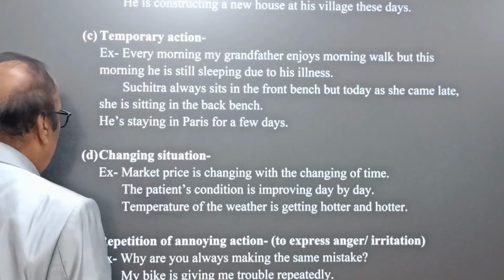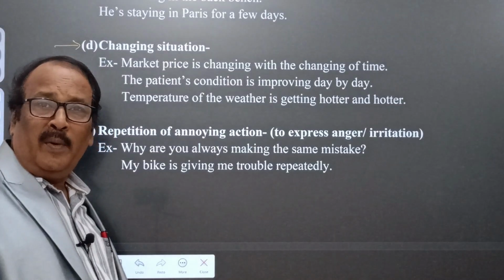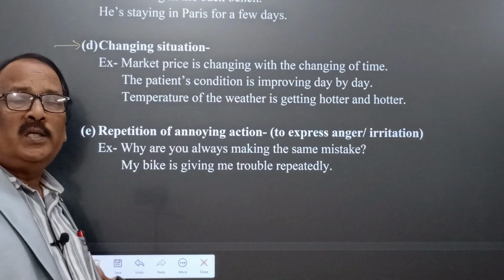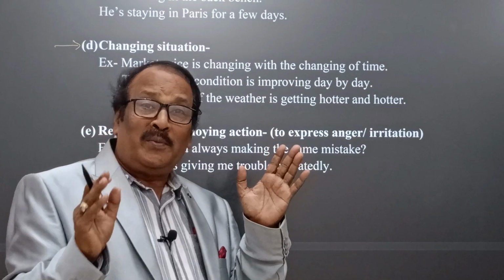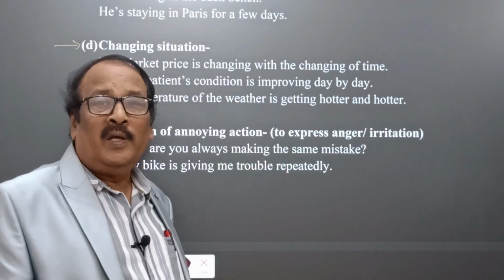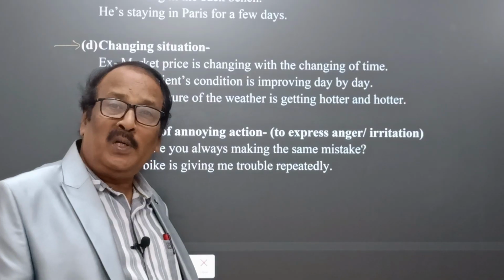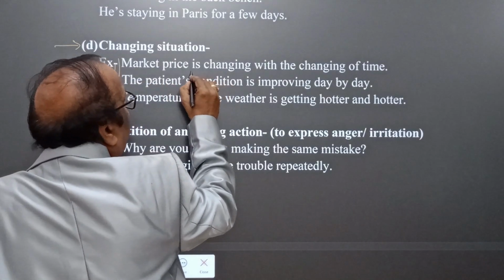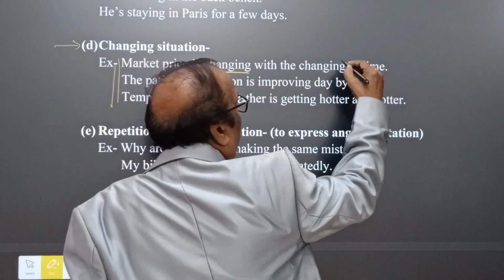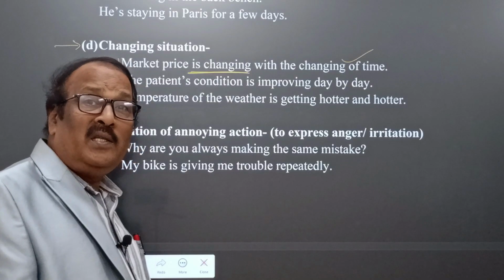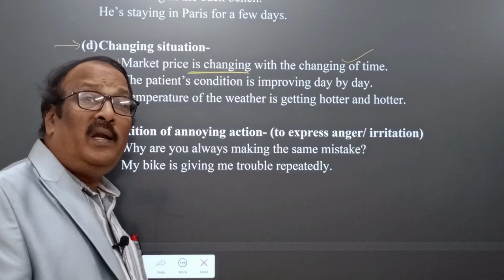Now come to the next idea, changing situation. Remember another interesting use of present progressive. Whenever we want to express any changing situation of any action, in that case present progressive is used. How? Let's see. Market price is changing with the changing of time. It is growing and growing. It means it is changing day by day.